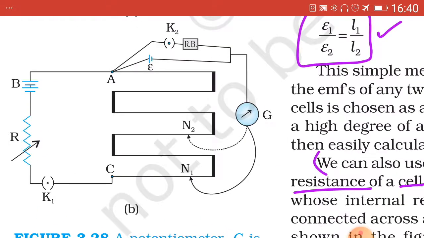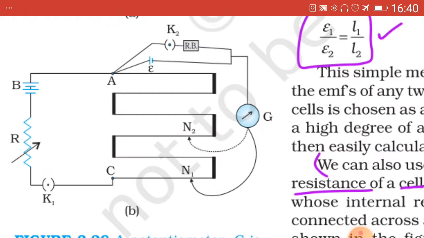In the previous figure a two-way key was there. Now here there are two keys, K1 and K2. Instead of the two-way key, here key K2 is of importance.